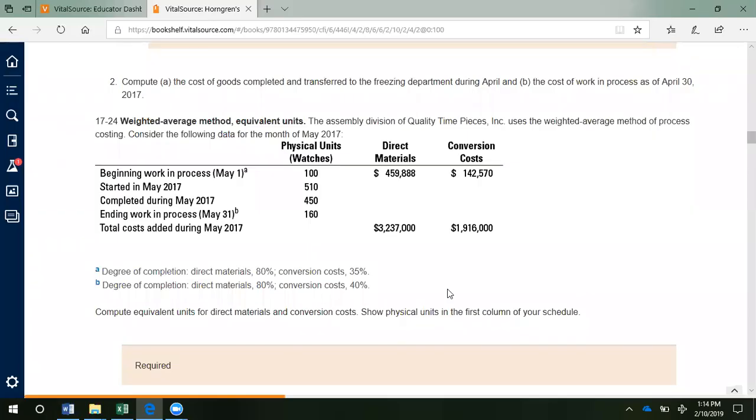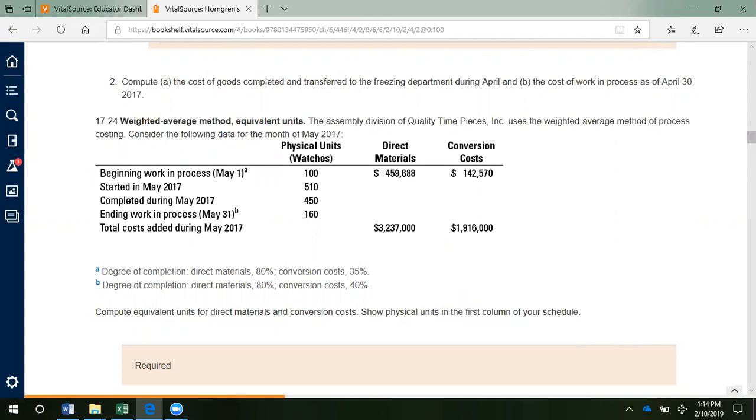We completed 17-24. We calculated the physical units. We calculated the equivalent units. That was step 1 for physical units. Step 2 for the equivalent units. We are going to continue by working with cost information for this problem now.